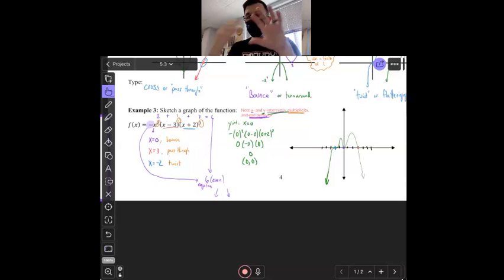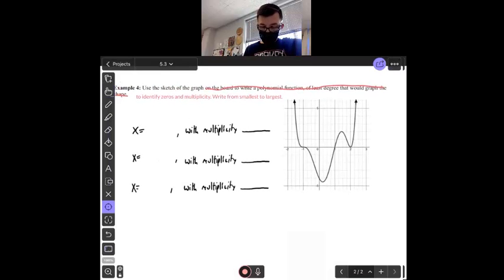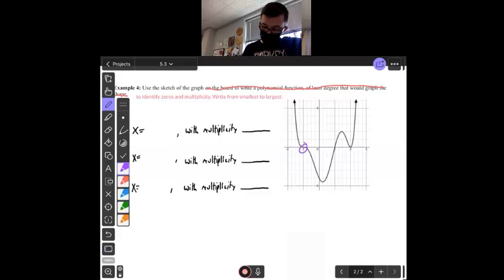And last problem, I know we're about done by the time. The last problem is really easy. So they've given us the graph. They want us to use it to identify the zeros and their multiplicity. Identifying zeros, that's the very first thing we did. That's the easiest thing we can do. So what are the values, right? Negative 1, positive 1, and 2.